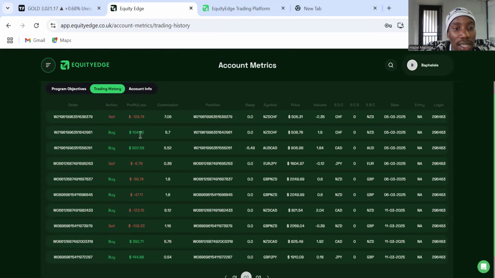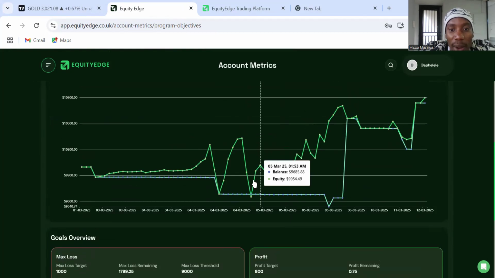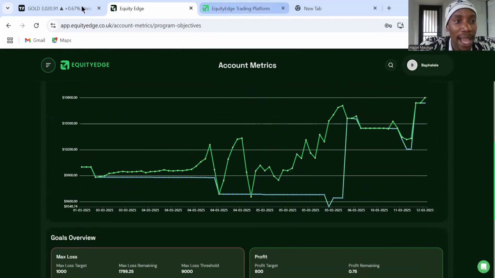After getting this loss, I took a position. I went back to, let me show you. I was here, and then I took a position, and then it hit my take profit. Okay, cool. And I came back.